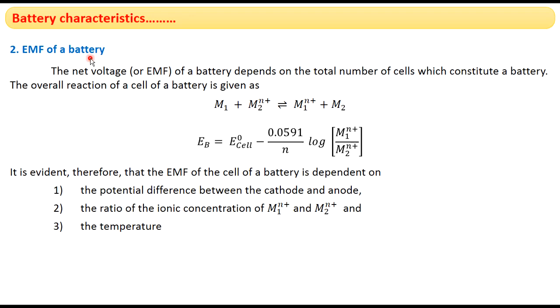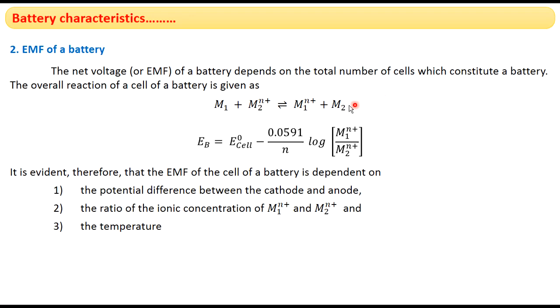Next characteristic is EMF of a battery. The net voltage or EMF of a battery depends on the total number of cells which constitutes a battery. Say for example, if a battery is made with 4 or 5 cells, its EMF will be high. If it is made with 2 cells, EMF will be low. So EMF is directly proportional to the number of cells which constitutes the battery.